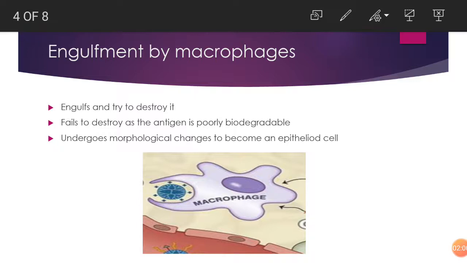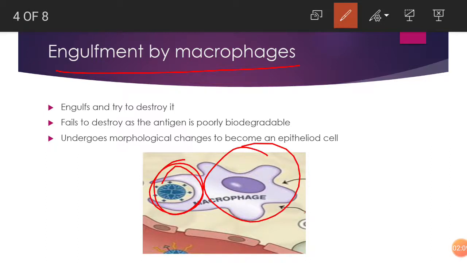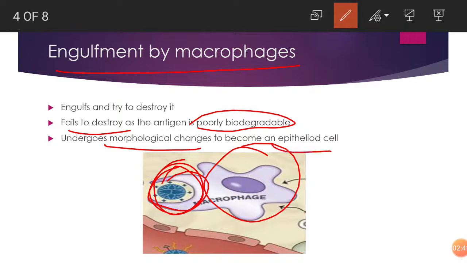So now, the first step, engulfment by macrophages. Our macrophage here, as you can see in the picture, will try to engulf the antigen. Why it has to engulf the antigen is, it wants to destroy the antigen. Because antigens are not good to be present in our body, this macrophage comes and engulfs it, trying to destroy it. But our macrophage will fail. It will not be able to destroy the antigen because the antigen is poorly biodegradable. Now the macrophage will undergo some morphologic changes to become something even more powerful called epithelioid cells.